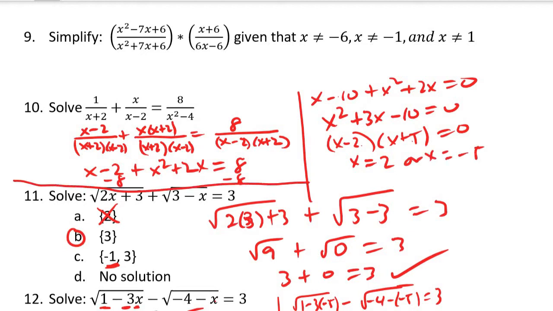Let's not mix them up. So we're going to check for validity. Here, x cannot be 2. So the only answer is x equals -5.